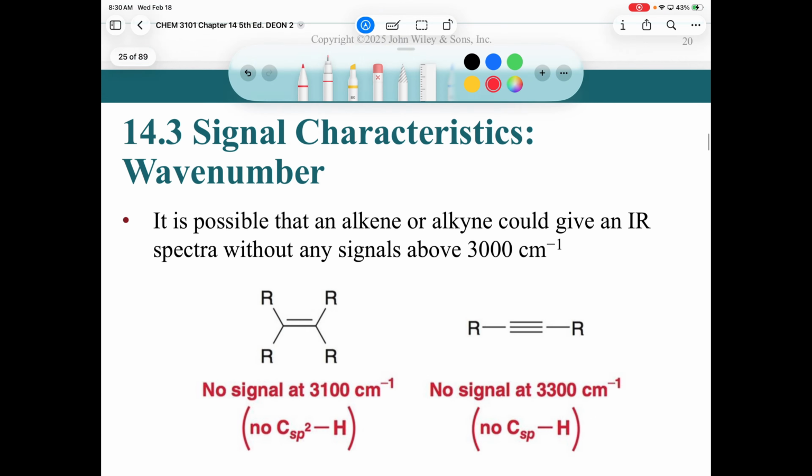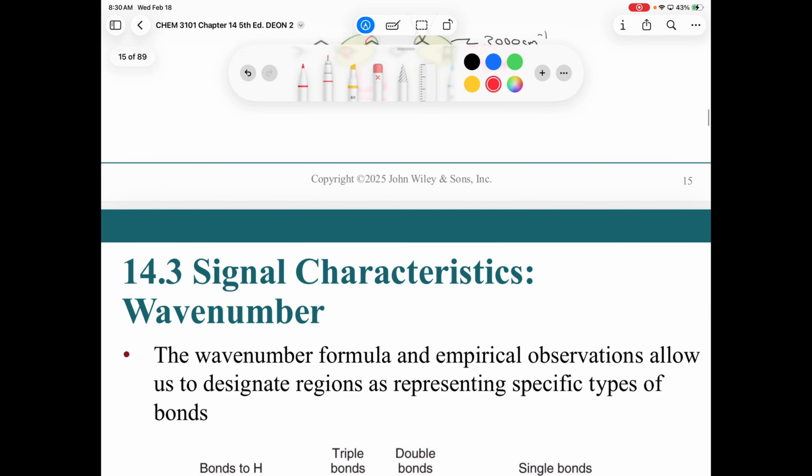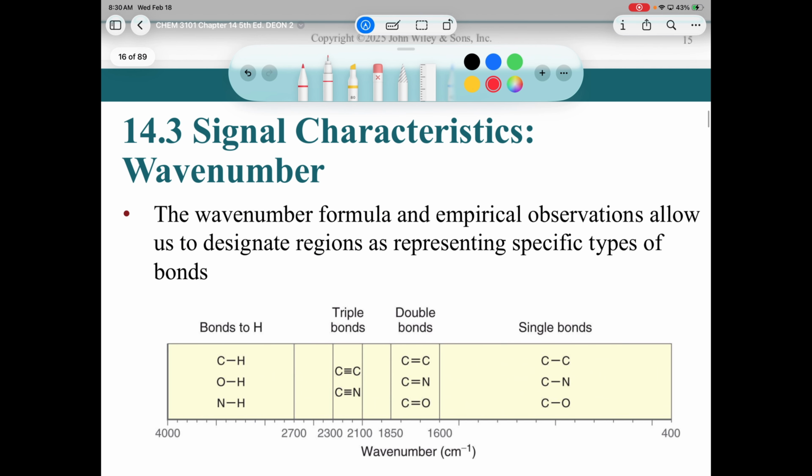Let me go back here. There we go. All right, so what's the conclusion we can draw? Like I said, a triple bond is stronger than a double bond, which is stronger than a single bond, and that's what we see here, right? Wave number is directly proportional to bond strength. Higher wave number for a stronger bond.